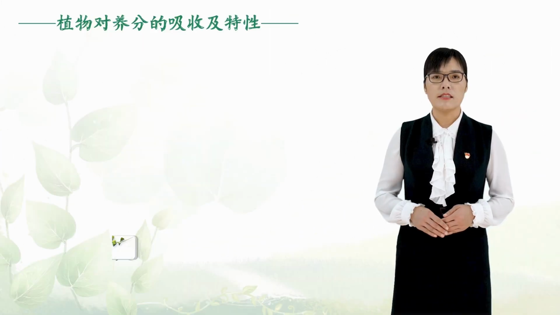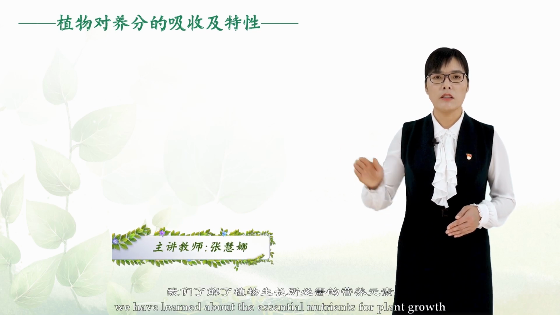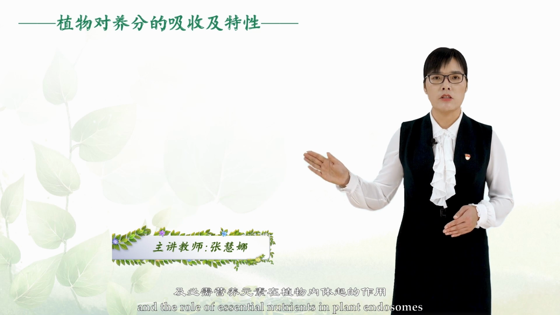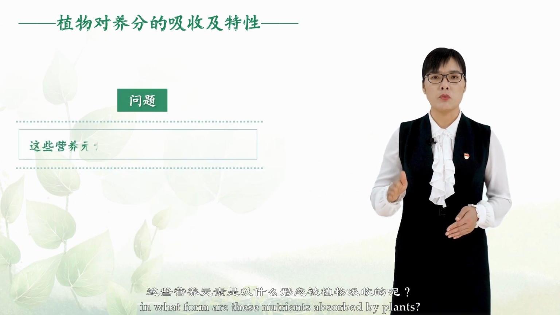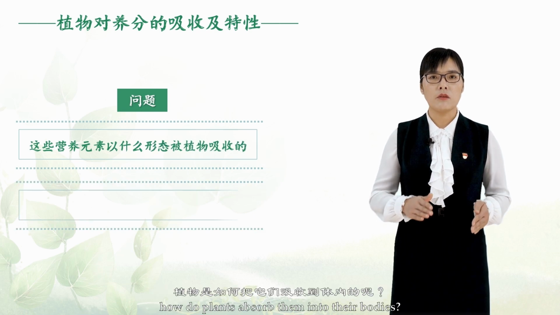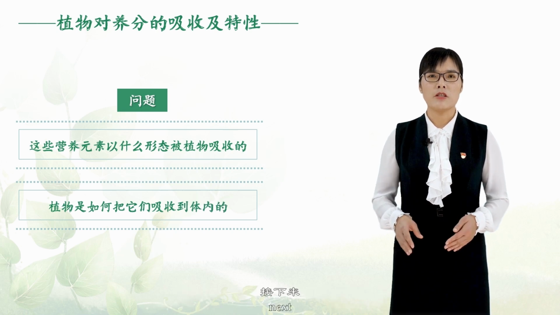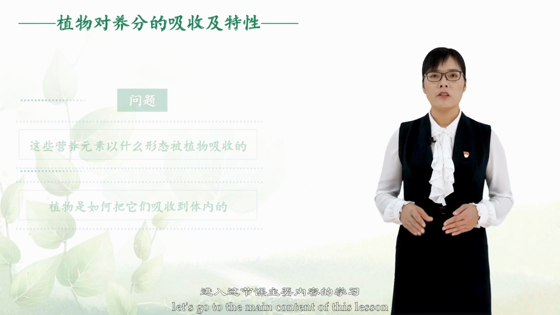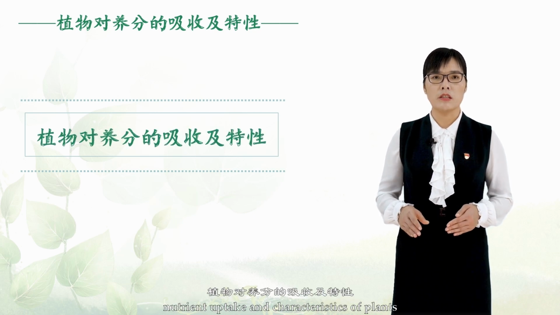Students, through the previous study, we have learned about the essential nutrients for plant growth and the role of essential nutrients in plants. Then, in what form are these nutrients absorbed by plants? How do plants absorb them into their bodies? Next, let's go to the main content of this lesson: nutrient uptake and characteristics of plants.